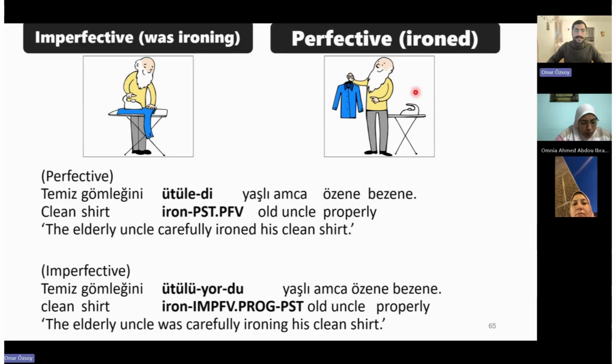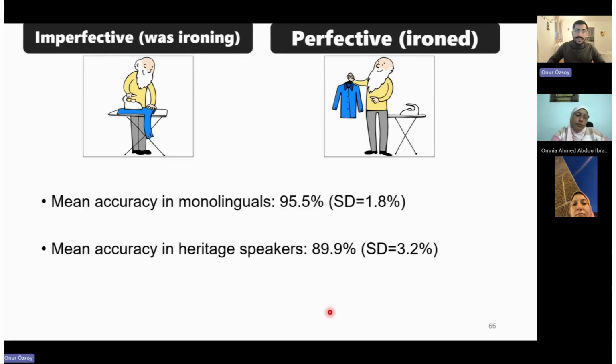So people see these two images, for example, and hear a sentence. And what we see in both groups is that they're very accurate in their responses, over 90% or close to 90%, depending on the group. They choose the correct picture, right? So they hear the sentence and they have to match the sentence to a picture. When they hear "was ironing the shirt," they choose this picture. When they hear "ironed the shirt," they choose this picture, in the corresponding Turkish version.